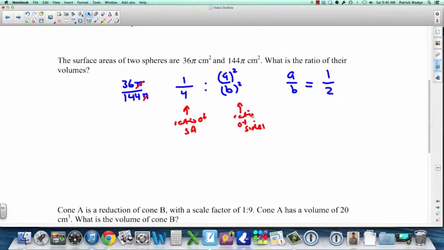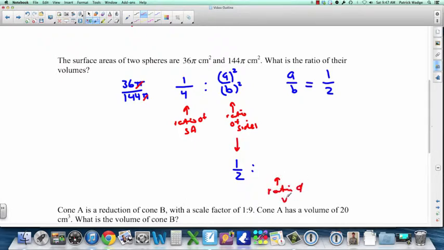So this is my ratio of sides. Again, maybe what I'll do is I'll move this over. Here's my ratio of sides. Okay, actually I'll leave it here. Okay, and what I'll do is this. I will draw an arrow down to show that my ratio of sides is 1 over 2, and I want to write a ratio of volume. Ratio of volume. That's our final question, is we want to know the ratio of volume.